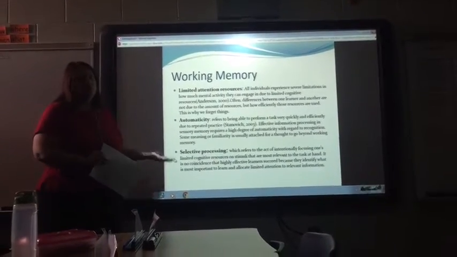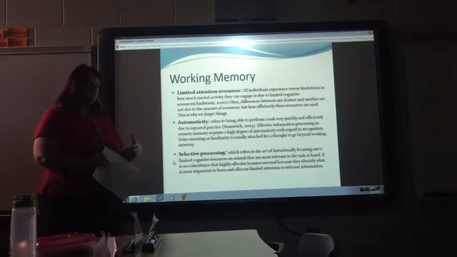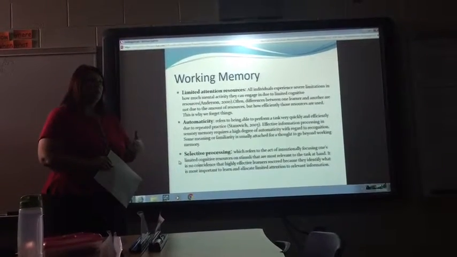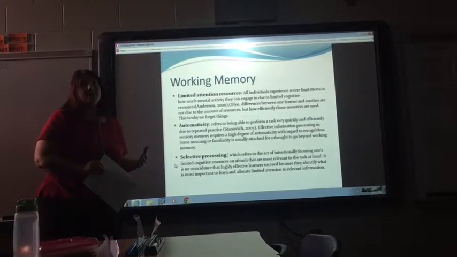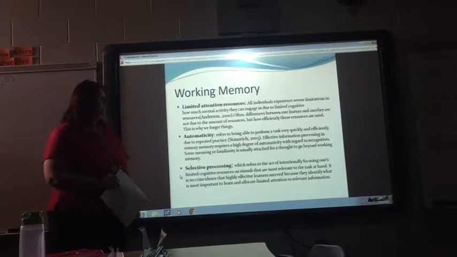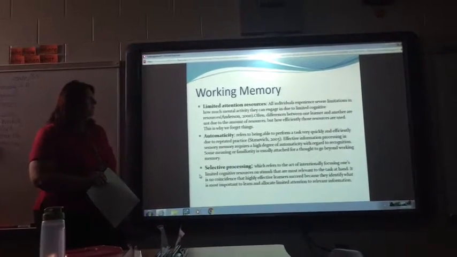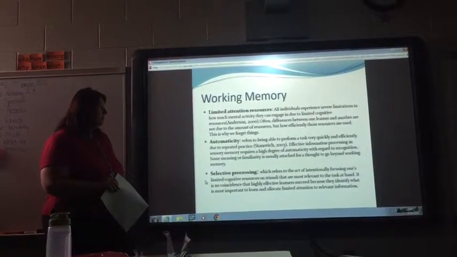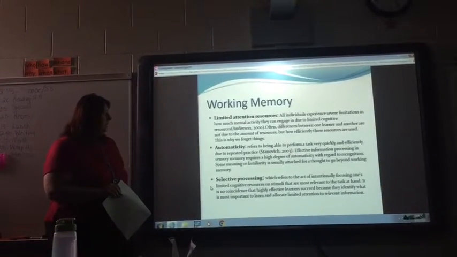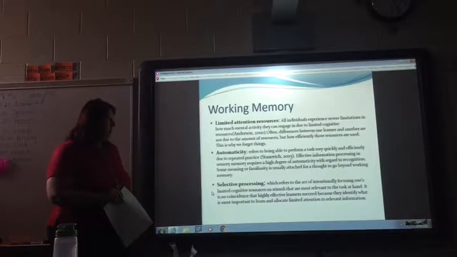Automaticity, a very popular term this year in second grade with students reading but not fluently and with automaticity. Like they might be able to sound out those sight words, but they don't know it as soon as they see it automatically. It refers to being able to perform a task very quickly and efficiently due to repeated practice. Effective information processing and sensory memory requires a high degree of automaticity with regard to recognition. Some meaning or familiarity is usually attached for a thought to go beyond working memory.